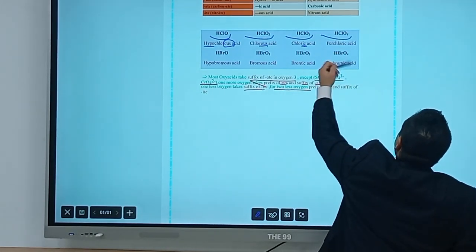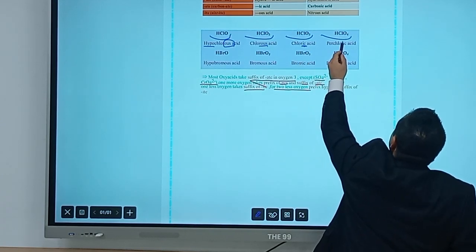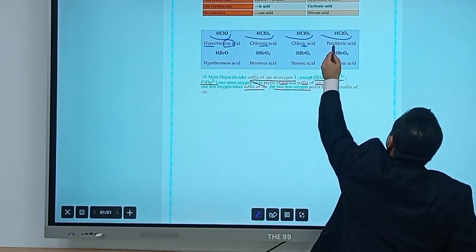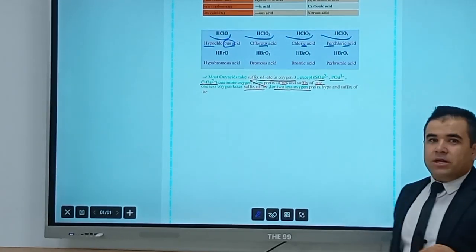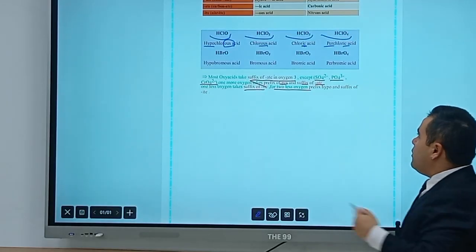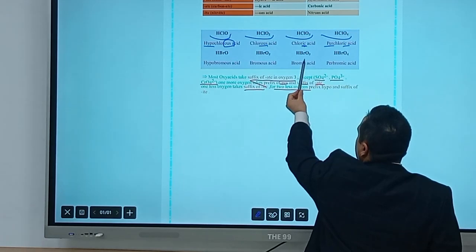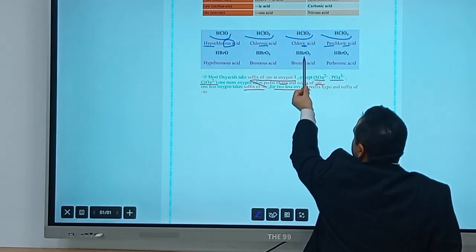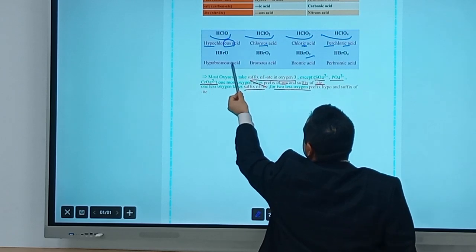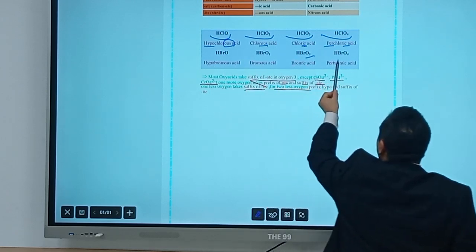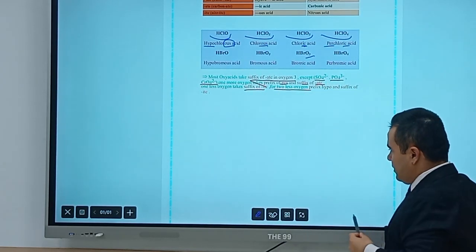One more oxygen than the common form is HClO4, which takes the prefix of per and the suffix of IC, which becomes perchloric acid. The same for bromic acid, where oxygen 3 is the common form, one less is bromous, two less is hypobromous, and one more is perbromic acid.